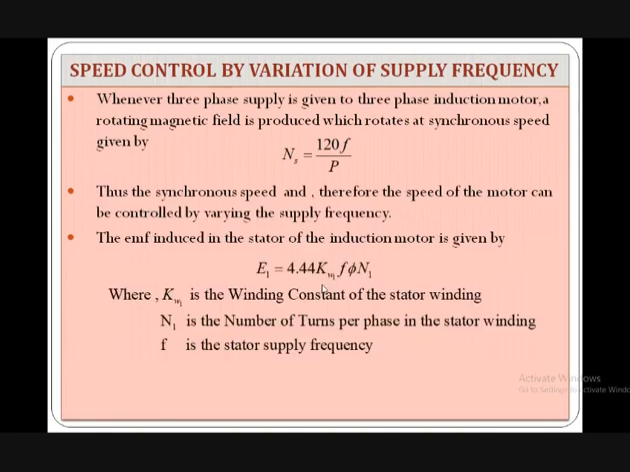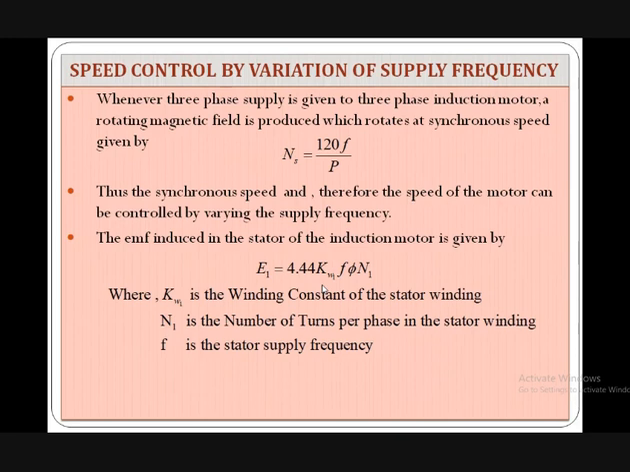So let's start with speed control by variation of supply frequency. As we already know, the synchronous speed of the rotating magnetic field in the stator is given by the expression Ns equals 120 F by P. Hence, by changing the frequency of supply, the synchronous speed and hence the speed of the motor can be varied.